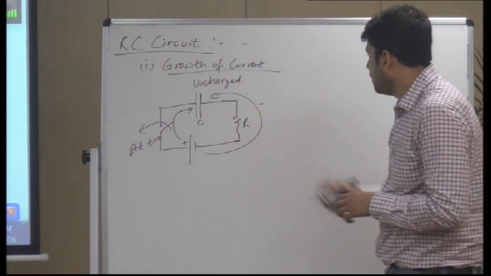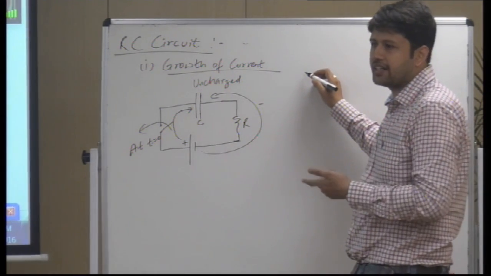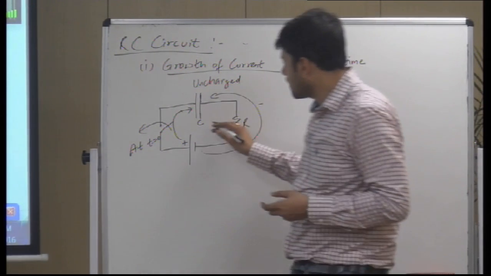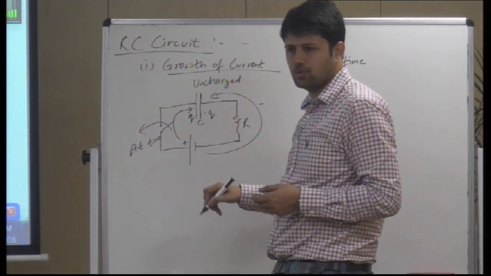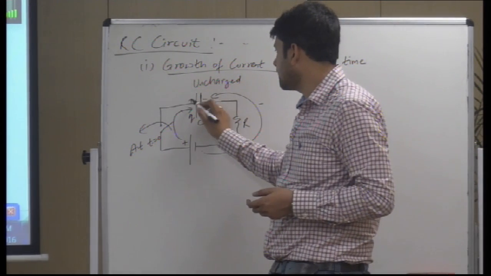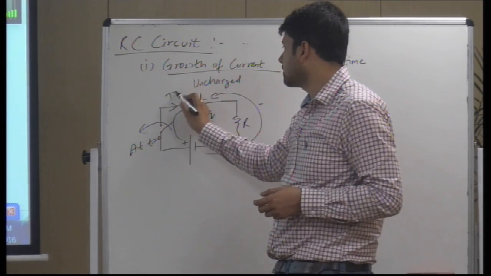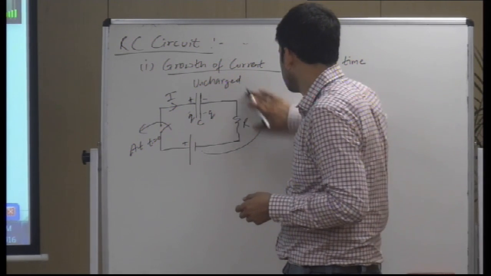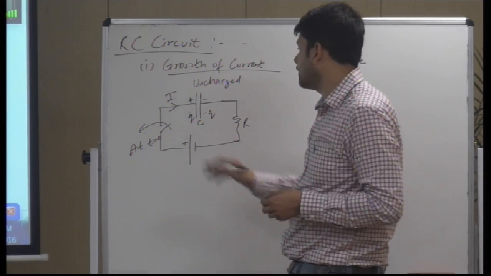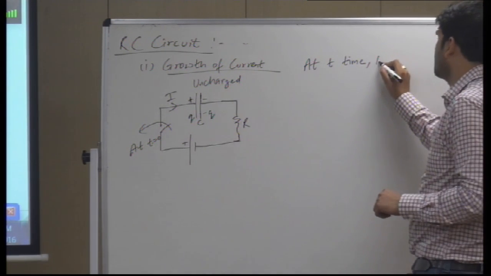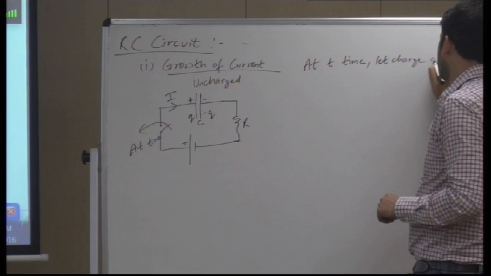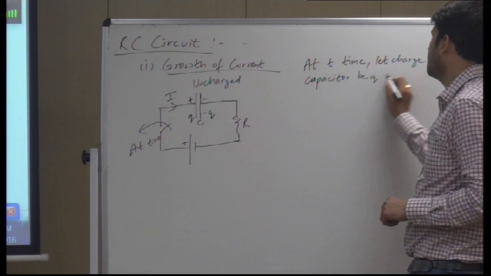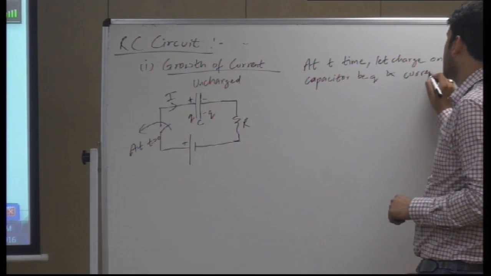Now at time t, let's write the values. Let's say the charge on the capacitor plates is Q. This is plus, this is minus. The current flowing is I at time t. So at time t, let the charge on the capacitor be Q and the current be I.